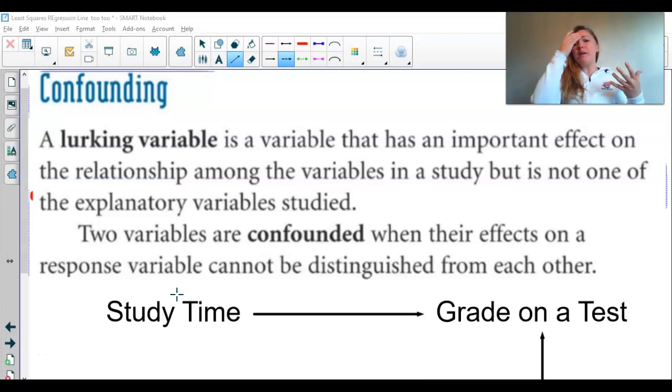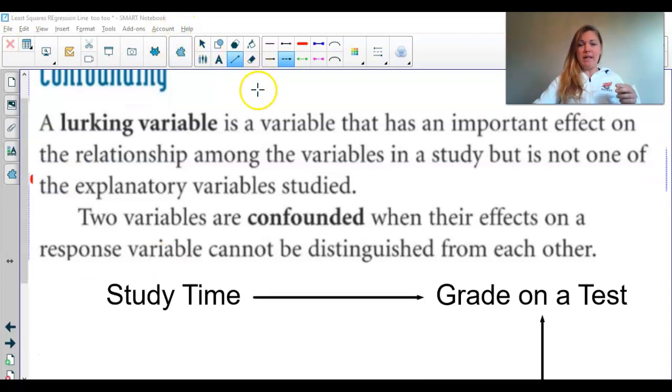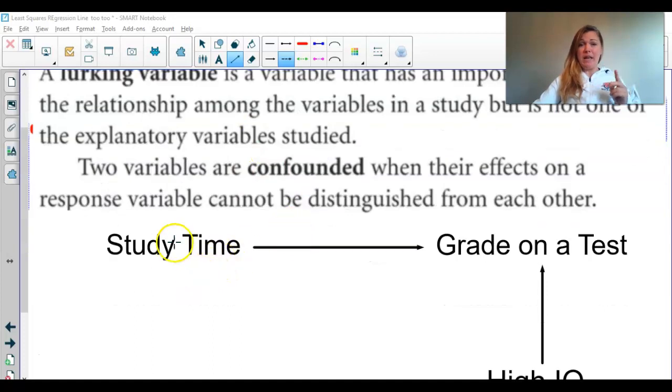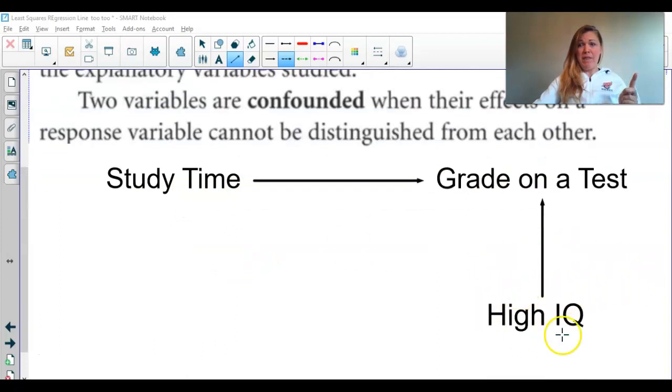Okay. So a lurking variable is a variable that has an important effect on the relationship among the variables in a study, but is not one of the explanatory variables studied. Okay. So let's go back to this whole idea about we could investigate study time as our explanatory variable and how that influences a grade on a test. So here's my explanatory variable. Here's my response variable. Acknowledging, right, that there are other variables out there that might influence this response, okay? That's not the explanatory. That's called a lurking variable, okay?